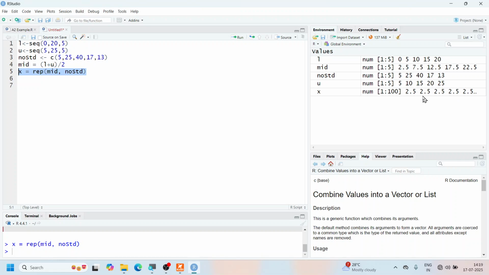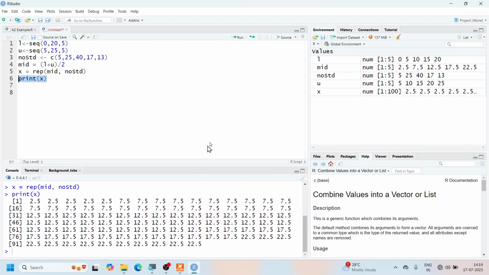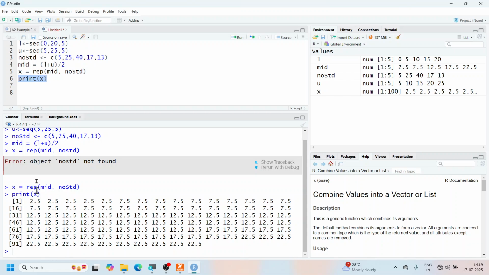If you notice over here, it is repeating. If I just print this, this is not really required, but I'll print this X for understanding. I'm going to repeat this, and you will notice a very huge number of times. 2.5 is repeating 5 times. You notice 5 times it is repeated.